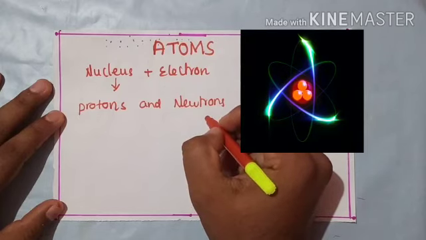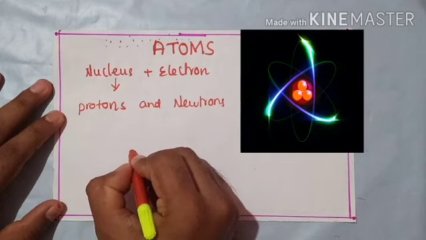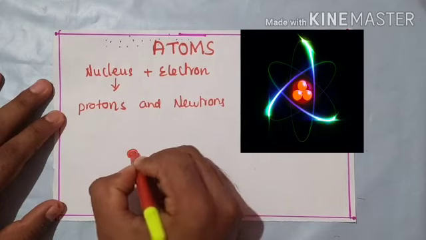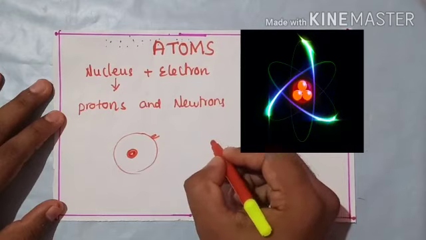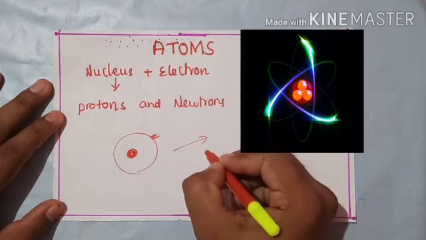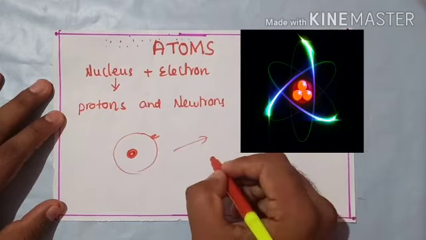Again you know the structure of the atom. The structure of the atom consists of the nucleus, and the electron revolving around the nucleus, or you can see the structure of the atom as shown in this diagram.